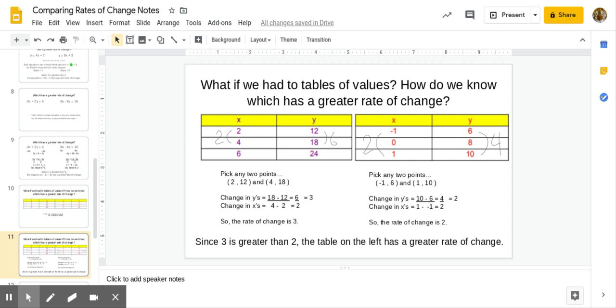If you're going to write those points out, then you would write them as ordered pairs, (negative 1, 6) and (1, 10). And we would use our formula, subtracting the y's on top and the x's on bottom. That would give us 10 minus 6, which is 4, and 1 minus negative 1, which would be 2. So the rate of change is 2. We're now comparing those slopes of 3 and 2. Since 3 is greater than 2, the table on the left, the purple table, has a greater rate of change.